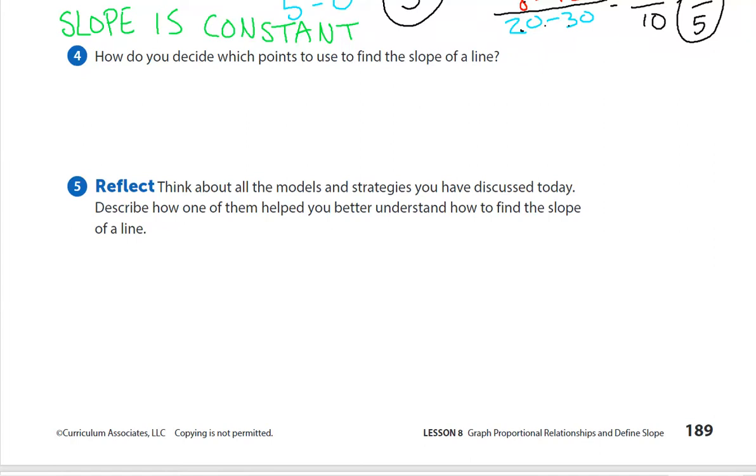Number 4, how do you decide which points to use to find the slope of a line? How do you decide? Well, you can pick any, right? So if you want to write pick any, write pick any. But how do you decide?